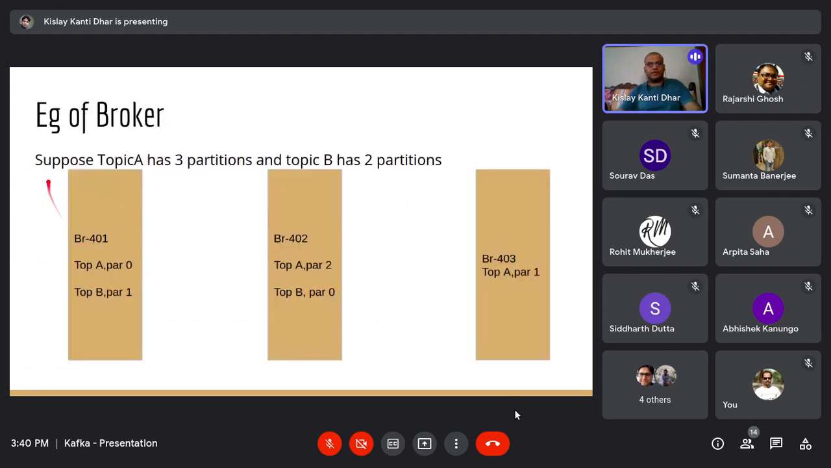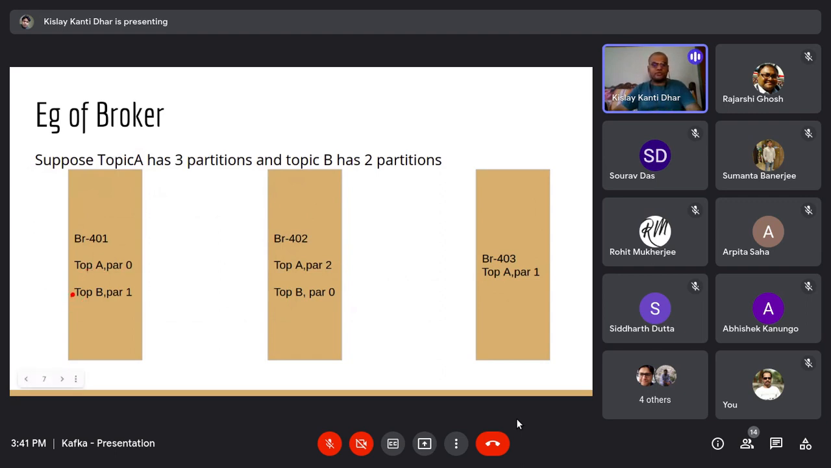Look at this picture. For example, there are three brokers with IDs 401, 402, and 403, and we have two topics, topic A and topic B. Topic A has three partitions, topic B has two partitions. You can see that this one has topic A partition 0, then topic A partition 1, topic A partition 2. There is no fixed rule, as I said before, about in which broker a topic with a particular partition will fall. There is no specific rule, but there can be. I will discuss that later.